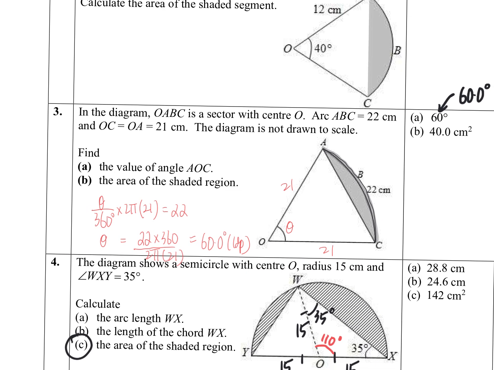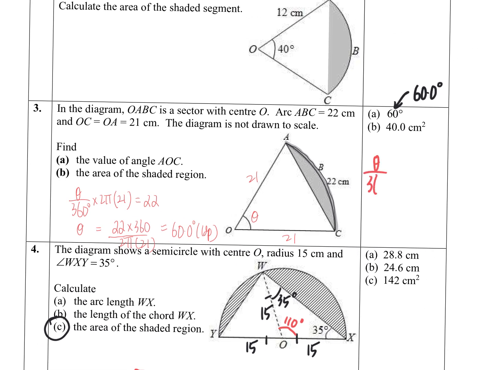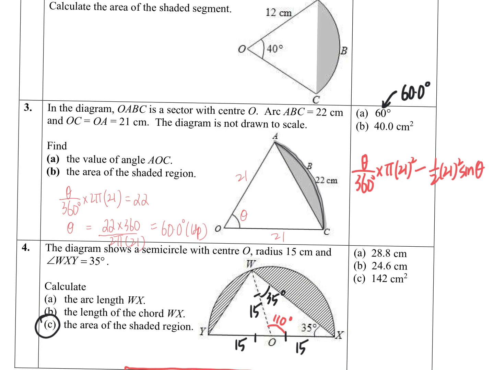Once you found the angle, you can find the shaded region by using the formula: theta over 360 times pi r squared, and then minus half AB sine of the angle. So your 60.0, don't use the 60.0, use the more accurate one, which is this one, 60.024. You should be able to get the answer there.